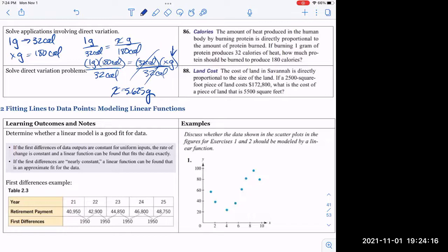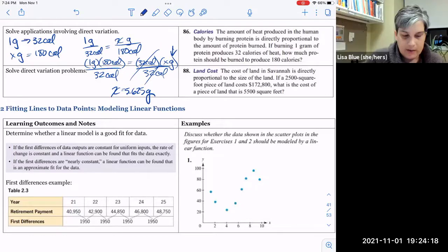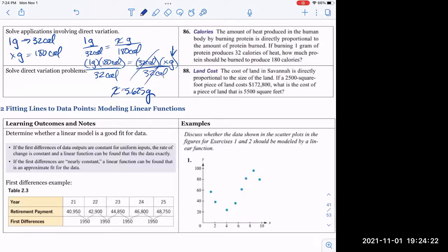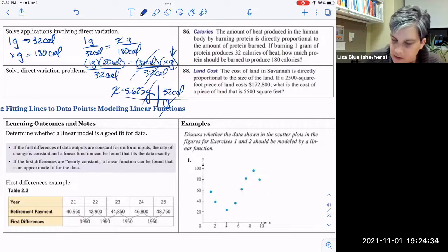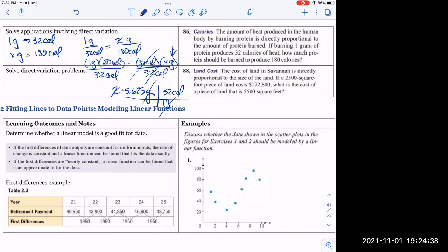And then you can actually go back and check your work on that, because we know that 1 gram gives you 32 calories. Grams will cancel out. So if we multiply that answer by 32, we should get 180 back.